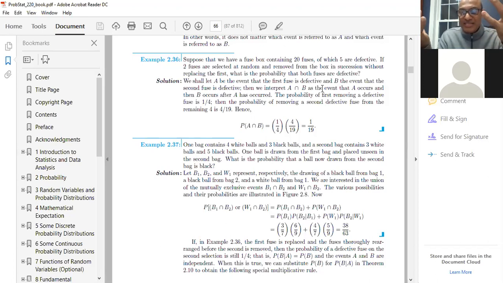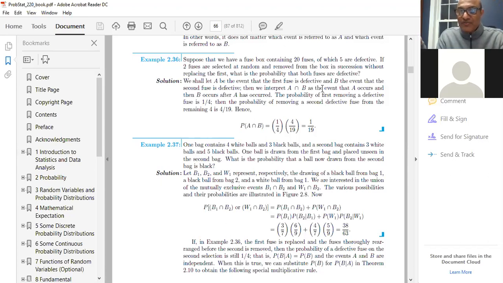So let me assign these numbers like this. Now, how many whites and blacks are there in the first bag? 4 white and 3 black, so a total of 7 balls in the first bag. In the second bag, I have 3 whites and 5 blacks. So 5 plus 3 equals 8 balls in the second bag. Please keep this information handy, and now we can proceed further.